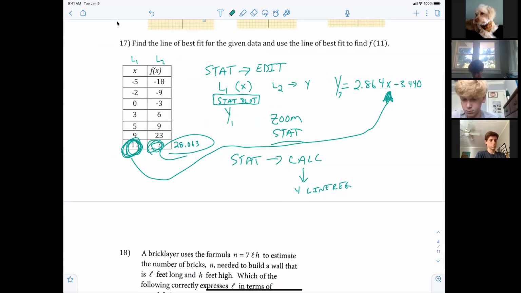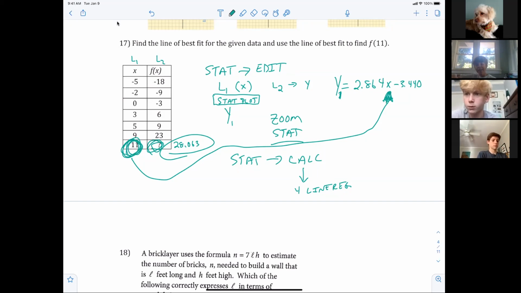Oh, wait, you have to put that in for Y. Yeah, you can type that in, but if that's all you're looking for, you just type it on your calculator: 2.864 times 11 minus 3.44, and that's your answer. You don't have to put that on the graph or anything.